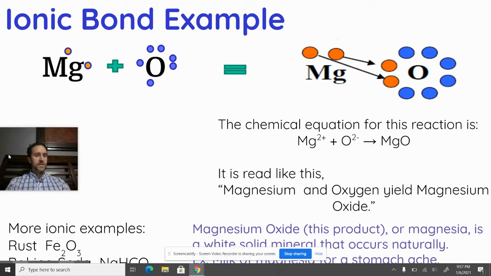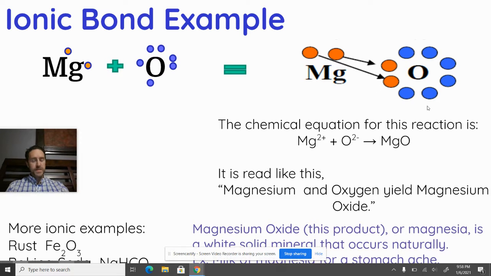I'll get myself out of the way here. There we go. Magnesium, that is the metal, and it's going to give away the electrons to oxygen, which is the non-metal. When it does so, magnesium becomes positively charged because it's given away the negative electrons. Oxygen is going to be negatively charged because it's gained those negative electrons. And when that happens, they then join together.